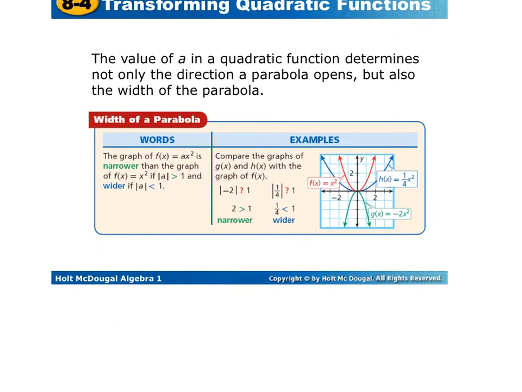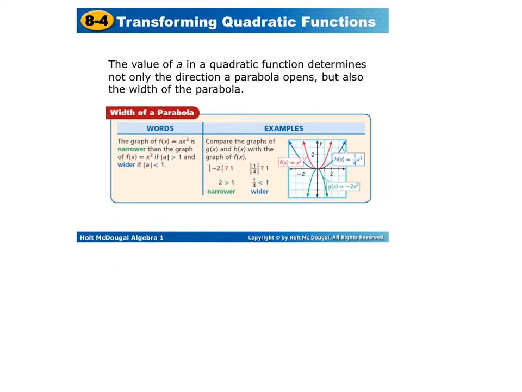Question? The bigger the number, the wider it's going to be? No, the bigger the number, the skinnier it's going to be, or the narrower. So the smaller the number, the wider it's going to be. So it's sort of backwards of what you would naturally think. Why is -3 smaller? Because you have to take the absolute value of -3.